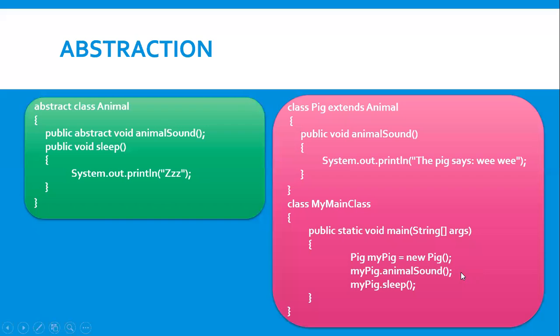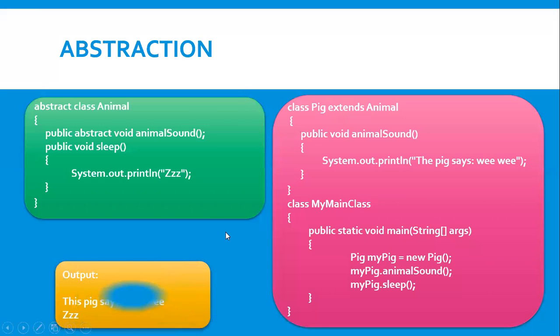I'm going to call the animalSound. That means the pig says this. And sleep means the method in the parent class will be executed automatically. Why? Because we are not overriding this method. This sleep method is readily available in this child class. When you call that method through the child class object, the parent method definition is going to be executed. Let us observe the output.